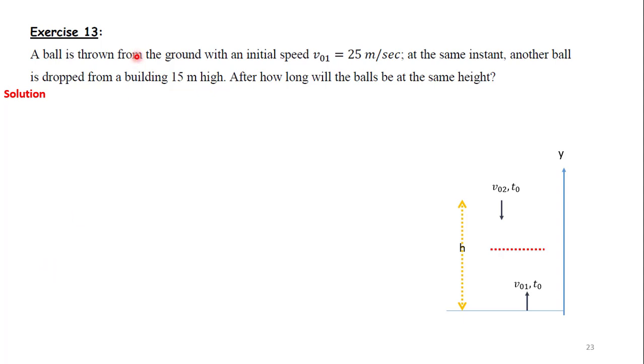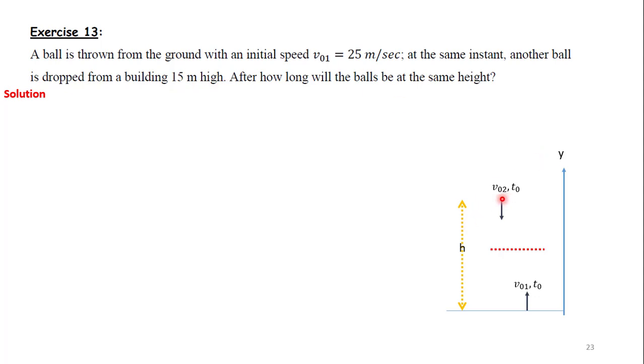Continue with exercise 13. A ball is thrown from the ground with an initial speed v01 equal to 25 meters per second. So we have here a ball. It's thrown upward vertically with v01 at instant of time t0. At the same instant, another ball is dropped from a building 15 meters high.